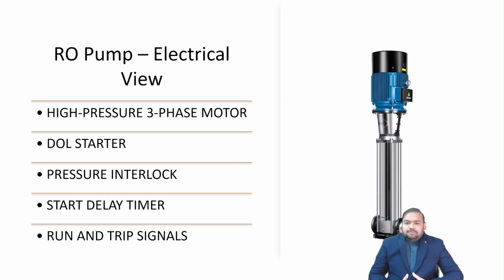The RO pump is the most critical motor in the system. It is a three-phase high-pressure pump, typically rated around 3 kilowatts. Electrically, this pump uses a DOL starter, requires inlet pressure confirmation, starts only after a 5-second delay, and stops immediately during faults or flushing. This pump uses pressure switches, timers, and relays, making it a key learning element in this course.